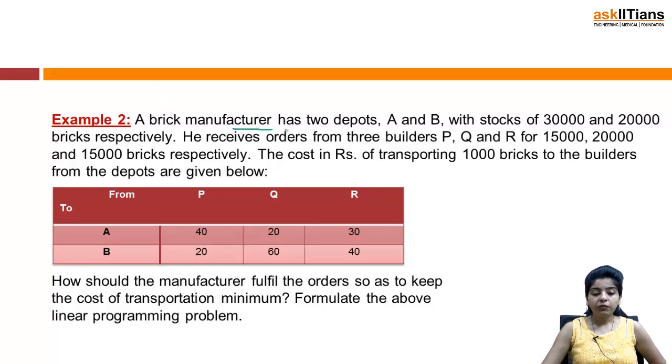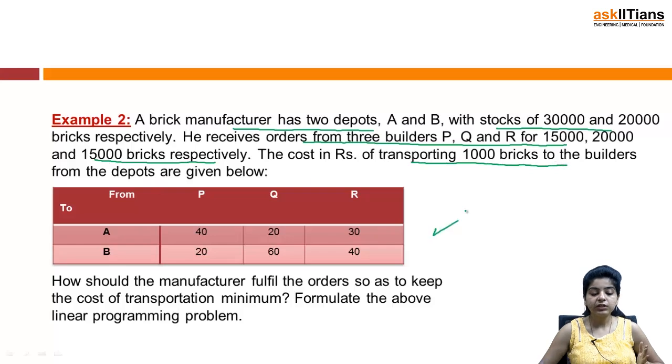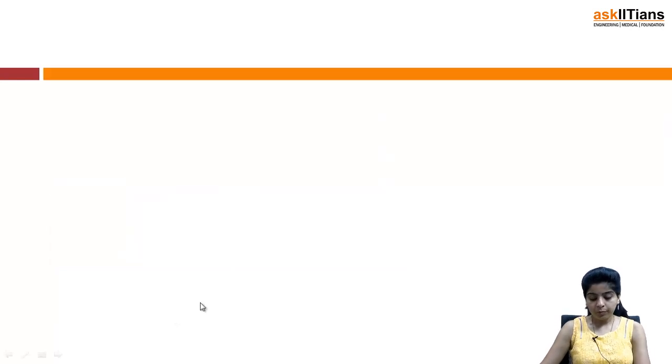Next we have: a brick manufacturer has two depots A and B with stocks of 30,000 and 20,000 bricks respectively. He receives orders from three builders P, Q, R for 15,000, 20,000 and 15,000 bricks respectively. The cost in rupees of transporting 1000 bricks to the builders from the depots are given with this. How should the manufacturer fulfill the orders so as to keep the cost of transportation minimum? So we are required to minimize the transportation cost. Formulate the above linear programming problem.